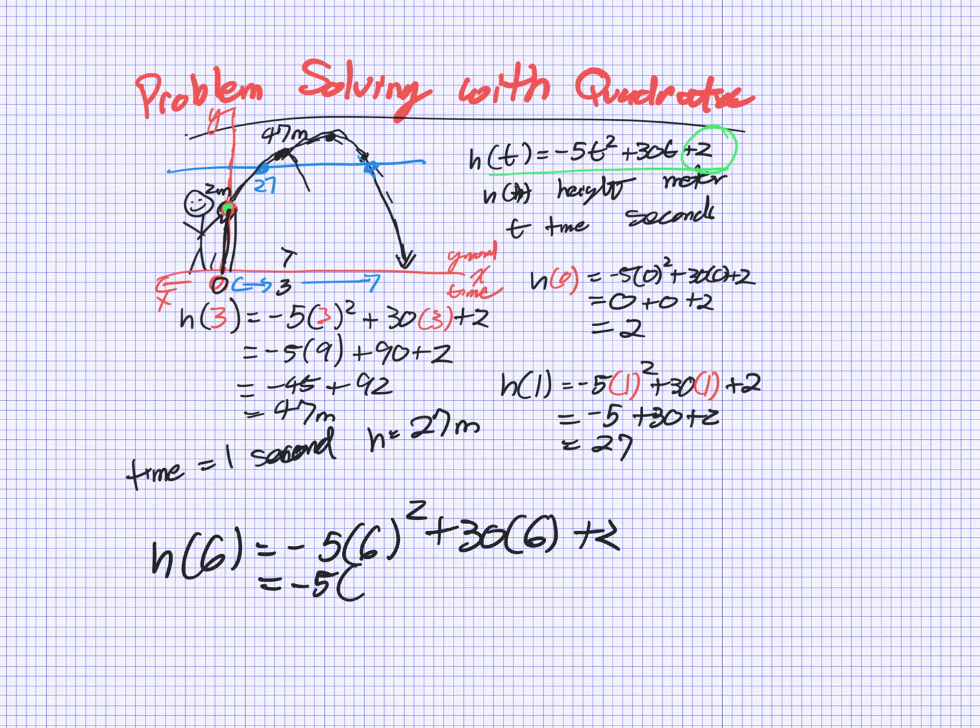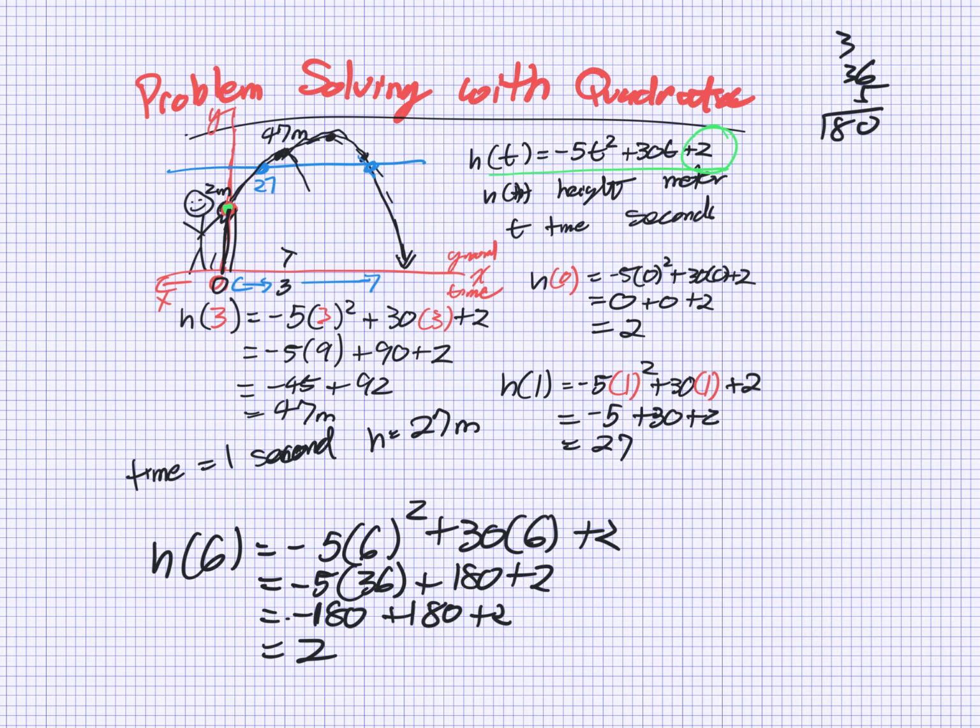6 times 6 is 36. 6 times 30 is going to be 180 plus 2. I don't know if you have a calculator handy. I might need one for this part. Let's see, 30, 15, that's 180 it looks like. Is that right? 36 times 5 is 180? Yeah. So we get negative 180. Oh, so close. Plus 180 plus 2. We got a value of 2.